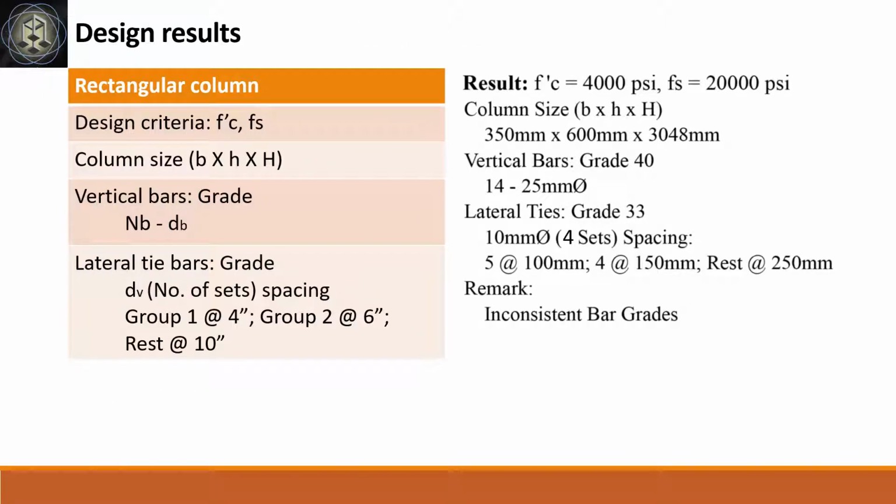Design results in metric are as follows. f'c equals 4000 psi, fs equals 20,000 psi, column size is 350 mm by 600 mm by 3048 mm, vertical bars of grade 40, 14 pieces 25 mm bar, lateral ties of grade 33, 10 mm bars 4 sets spacing, 5 at 100 mm, 4 at 150 mm, rest at 250 mm.